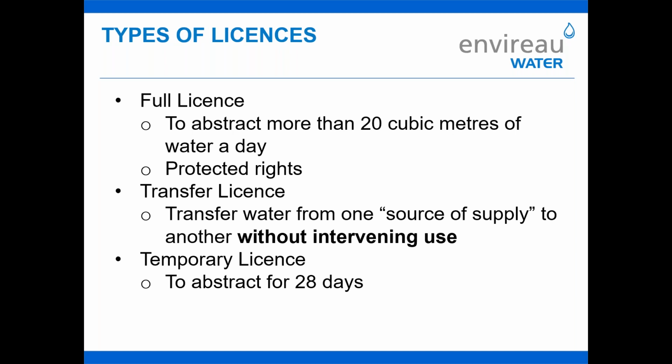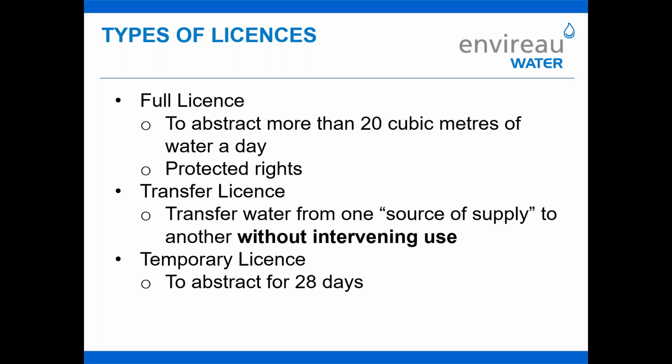Getting on to a little bit of the nitty-gritty, in this subject, it's important to understand the types of abstraction licenses that one can obtain. They're quite different, and they have specific purposes. I'm not going to go through the detail of when you need one license or another, but in discussions within your businesses or with the Environment Agency, you will hear these types of licenses referred to, and it's important that you understand the difference between them.